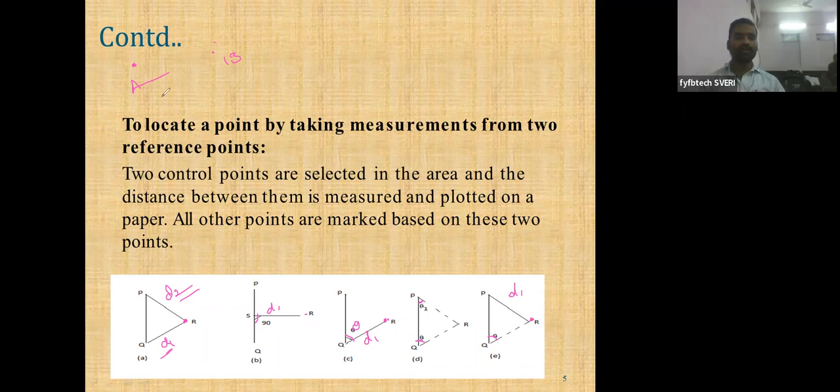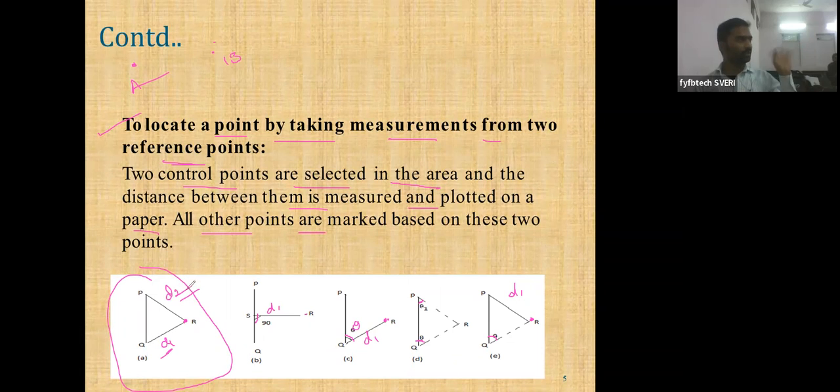Okay. So what he is explaining: to locate a point by taking measurements from two reference points, two control points are selected in the area. So this is the entire area. Two control points are selected, P and Q. Then the distance between them is measured and plotted on paper. All other measurements are taken based on these two points. These two points, PQ, are drawn first. With respect to PQ, another point is located.